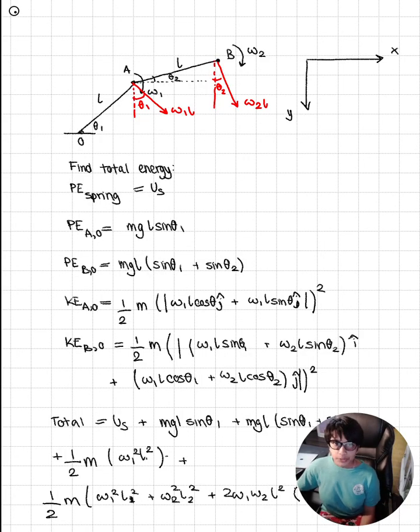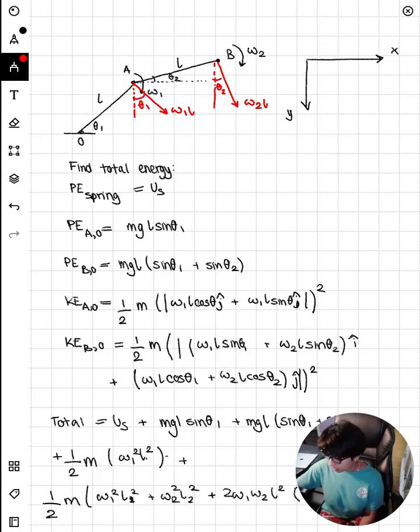Okay, so now that you've seen the introduction to the problem, let's solve the actual problem. First of all, the potential energy of the spring is already given as U_S as shown here. So we already know this. Now let's look at the potential energy of A with respect to O, because remember, we are going to be taking each of these objects with respect to another object that is stationary to make our computations easier.